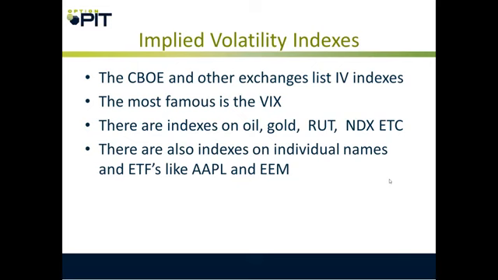The good news is CBOE and several other exchanges do list a lot of IV indexes, implied volatility indexes. That's what IV stands for. Implied volatility indexes. The most famous is the VIX. They call the VIX the fear gauge.